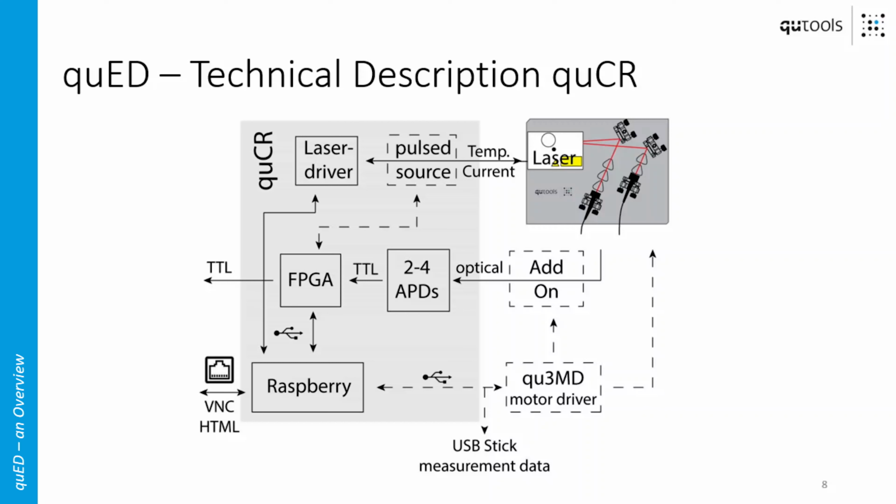For each single photon that is detected, an electrical pulse is generated that can be measured and counted in an FPGA inside the device. All the measurement results are transmitted to a Raspberry computer. This Raspberry computer is there for experiment control and also for display of the results. You can see here also that you can have a motorized version with a motor driver that will drive the polarizers, for example, or the motors in some additional motorized add-ons, and we can also insert USB sticks to save the measurement data for later analysis.